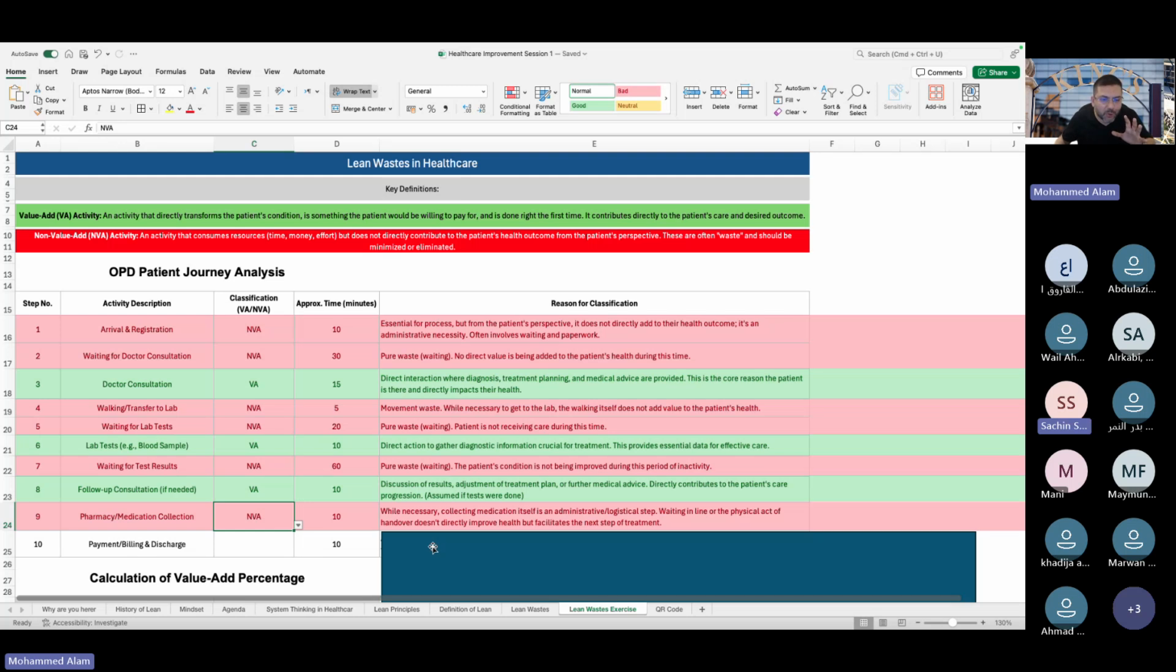I have a question for this. Yes, Sachin. For example, some things are not covered by insurance, so the guest has to pay in cash. So I think it's value added.